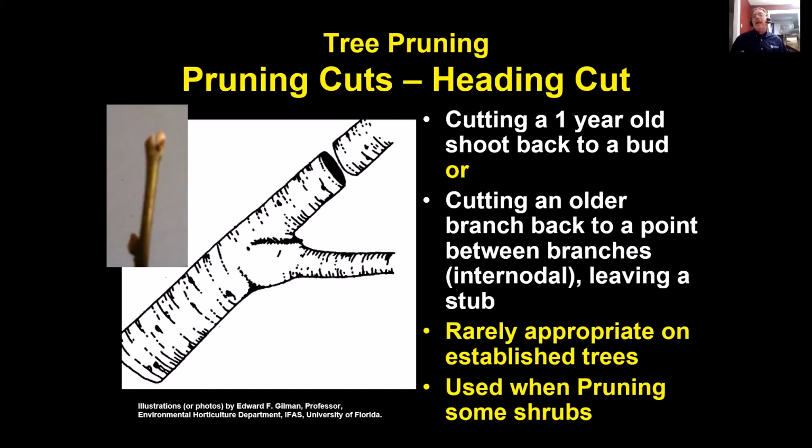It's also described as cutting back to a point between branches, leaving a stub. That's on an older branch. So the schematic here that shows the cut leaving this stub, that is a heading cut. It's rarely appropriate on established trees, and we'll show you why. It's certainly something we do on shrubs, especially fast-growing shrubs. And a lot of the heading cuts that I make on fast-growing shrubs are about 6 inches from the base of the plant, because I'm trying to get new shoots, new canes, and rejuvenate that plant, okay? We'll explain why it's a problem if we do this on big branches, on big trees, right?